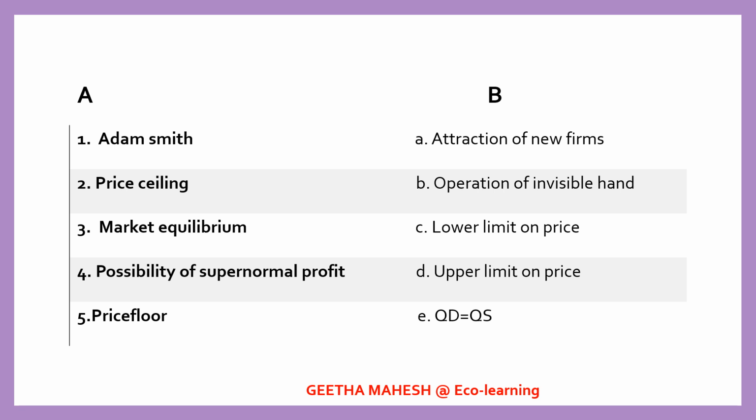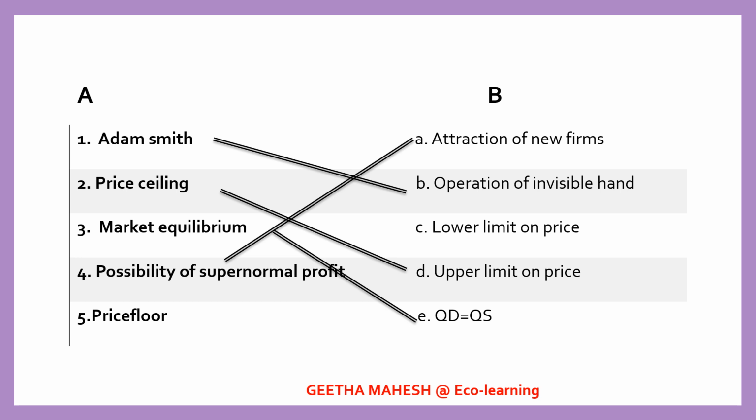Now let us discuss one more question and match the following. Adam Smith, as we know, price mechanism is known as operation of the invisible hand by Adam Smith. Price ceiling, it is the upper limit imposed by government on particular goods, especially agricultural goods. Market equilibrium, where quantity demanded is equal to quantity supplied. Possibility of supernormal profit. When there is a supernormal profit under perfect competition, it attracts new firms into the market. Price floor, it is a lower limit on prices imposed by government for a few essential goods.